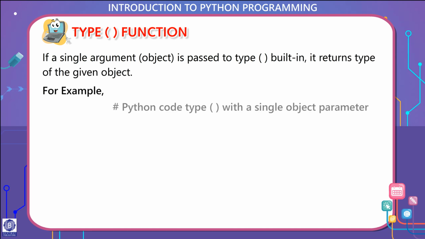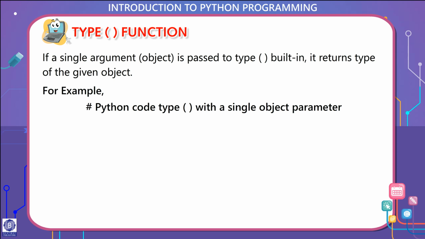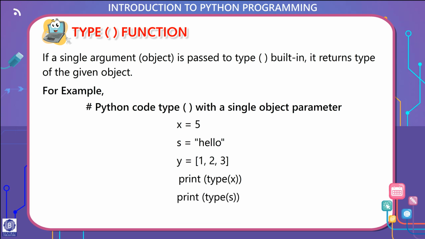For example, #Python code: type with a single object parameter. X is equal to 5, S is equal to "hello", Y is equal to [1, 2, 3]. Print type X, print type S, print type Y.